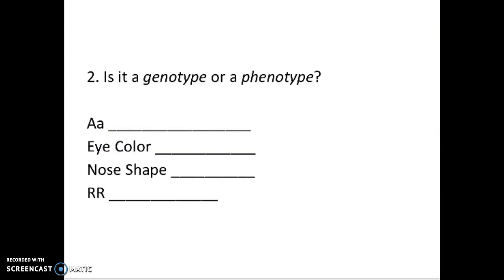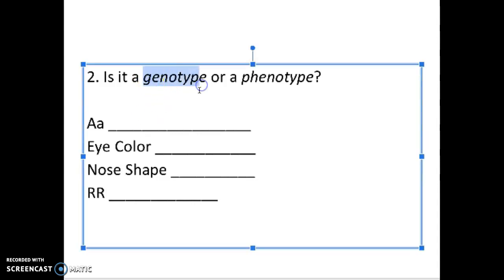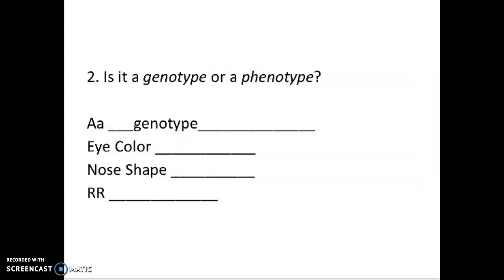In the second one, I'm asking if it's a genotype or a phenotype. So a genotype is talking about the genes, which are the letters. So capital A, little a would be genotype. And then the phenotype would be a physical appearance. So eye color is a physical appearance. So you'd put phenotype there.